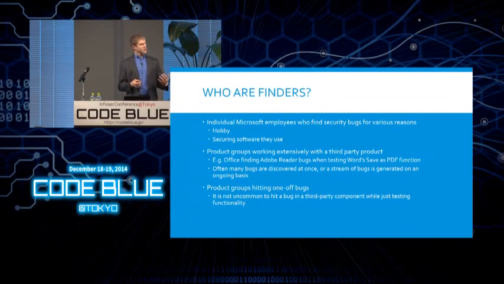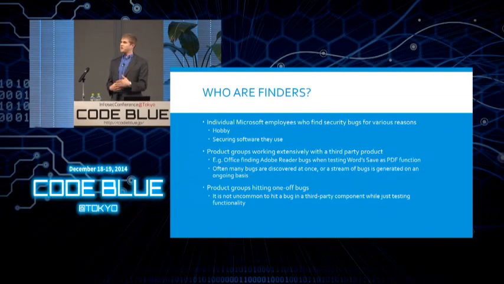We also have product teams who work with third-party products. For example, Windows has an SMB implementation, and that implementation works with the open source Samba implementation. So when we test our own SMB code, we have to interface with Samba. And in the process of doing that work, sometimes we find security vulnerabilities. Or when we test PDF functionality in Windows, we need to make sure it works with Adobe and with other PDF readers. In the process of doing that, we find security vulnerabilities and need to report them.